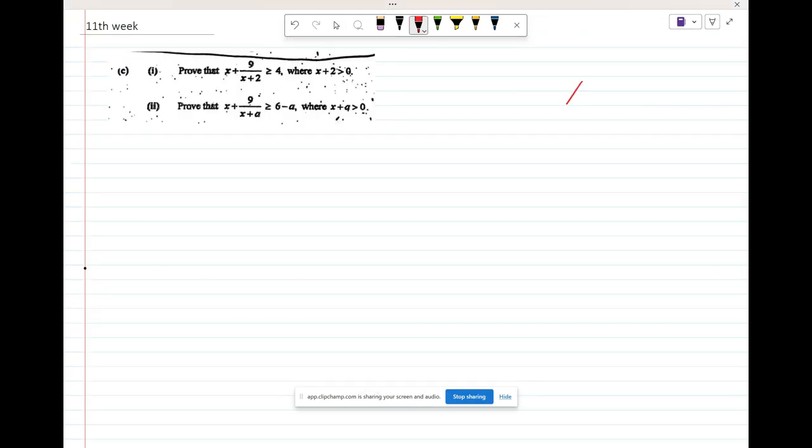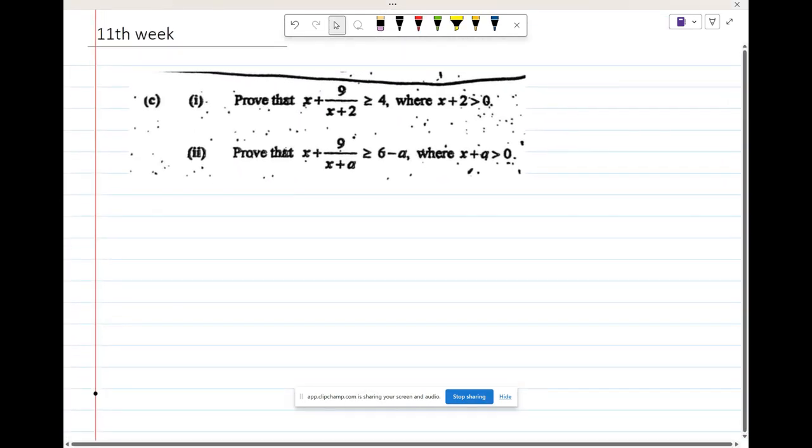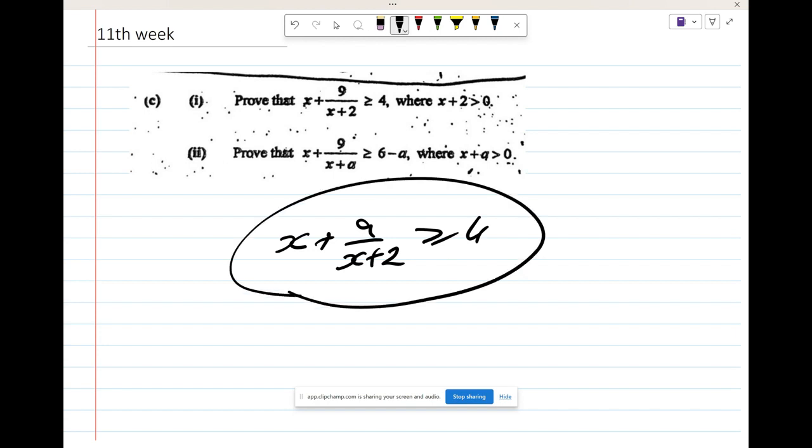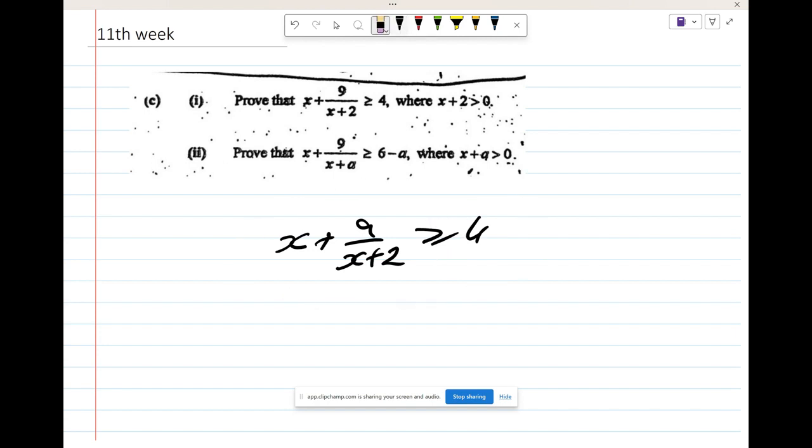Okay, so the next question says, part C, or C part 1, prove that x plus 9 over x plus 2 is greater than or equal to 4, where x plus 2 is greater than 0. Okay, so we want to prove that x plus 9 over x plus 2 is greater than or equal to 4. And so, like I said before, our technique for proving anything to do with inequalities is to get 0 on one side, so we get it over here, and then get a perfect square over here. And we know that anything squared is greater than or equal to 0. So let's try to do that.